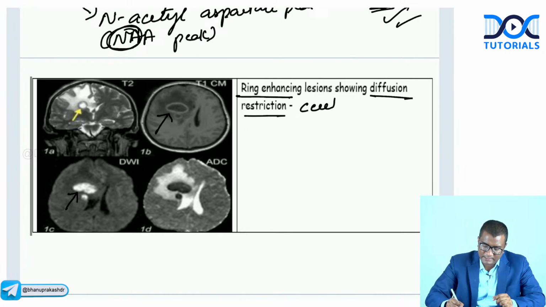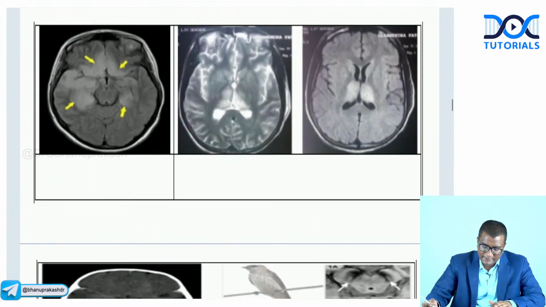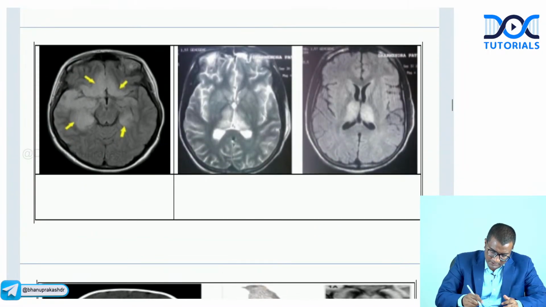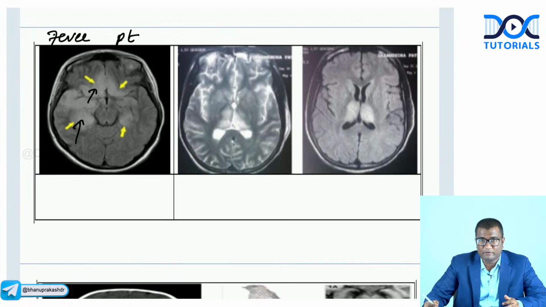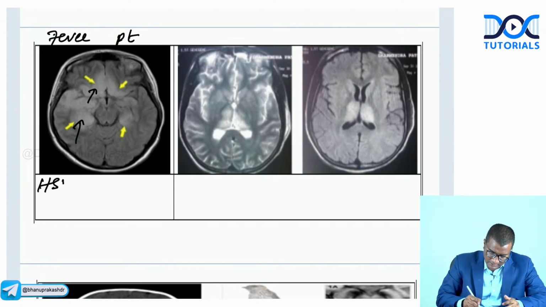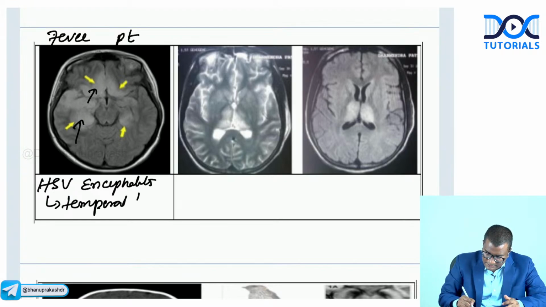Obviously, this will be cerebral abscess, right? So this will be cerebral abscess. And can you tell me, this is a fever patient and he is showing involvement of the temporal and basifrontal. So the most common encephalitis involving temporal lobe is your herpes encephalitis.